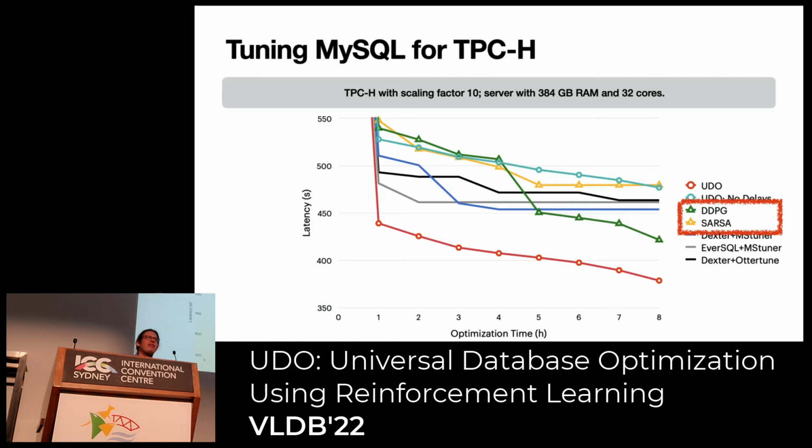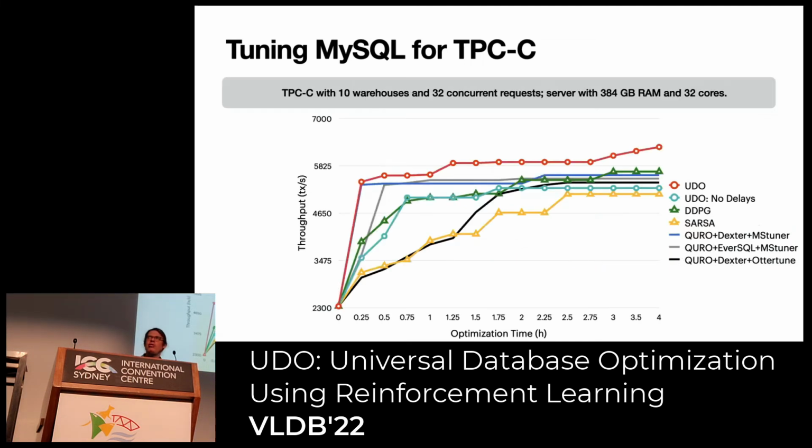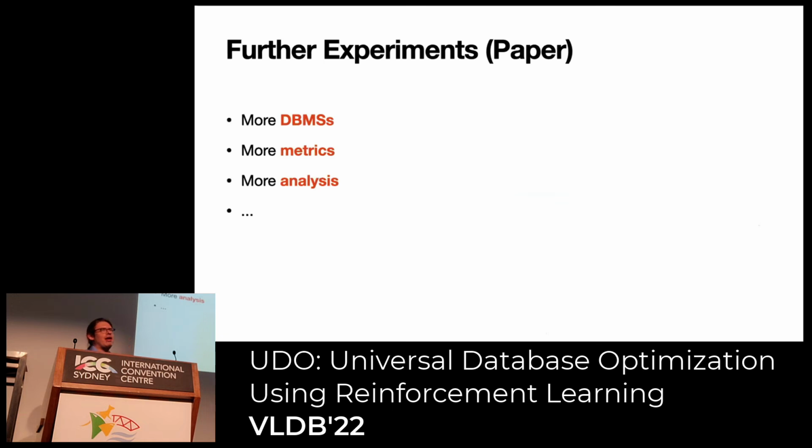Well, the last baselines correspond to combinations of previous optimization tools, which focus only on specific subproblems. And as you see here, combining those solutions for different subproblems does not lead to optimal performance either. Now, this is TPCH. You see similar results when optimizing throughput for TPCC. In the paper, you see experiments with more database management systems, with more metrics, also combined metrics, and you find more in-depth analysis of how those different design decisions of UDO contribute to its performance.